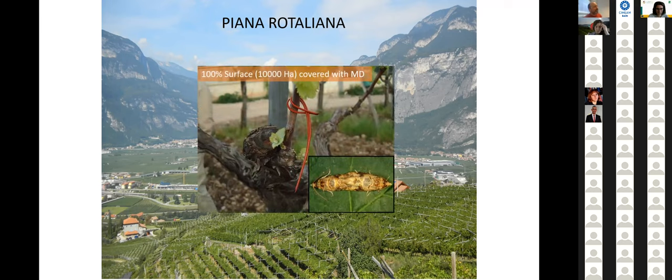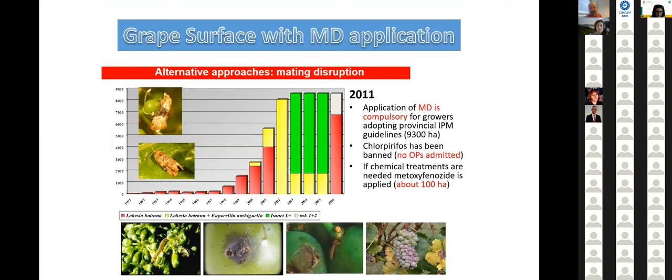So this area is 100% covered by a pheromone mating disruption method. This method is used to control grapevine moths, in particular Eupoecilia ambiguella and Lobesia botrana. These species historically have been treated with chemicals, classic control methods, but starting from the late 90s, in particular 1999-2000, there was an increasing use of the mating disruption method that in 2003 became the rule. So basically 100% of the vineyards in the Trentino area were treated with this method, and many chemicals were banned after this and were not required anymore.